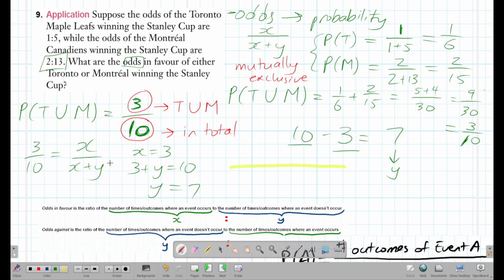No matter how you do it, via the equation or just using logic like this, you're going to find Y. Y is 7. And then you just put your X and Y in a ratio, 3 to 7. That's how you do this question.